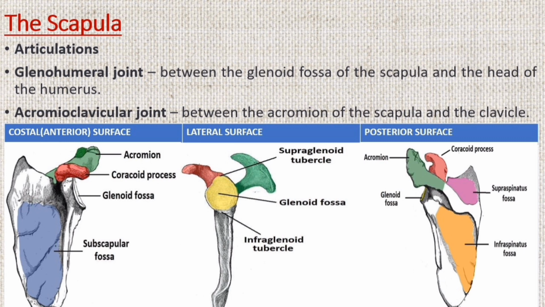The scapula has two main articulations. Glenohumeral joint, between the glenoid fossa of the scapula and the head of the humerus. Acromioclavicular joint, between the acromion of the scapula and the clavicle.